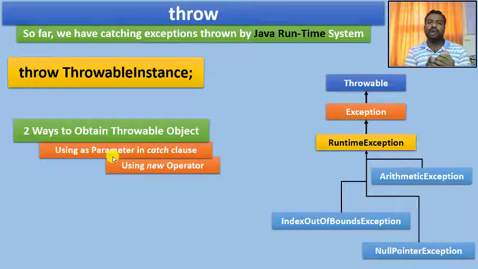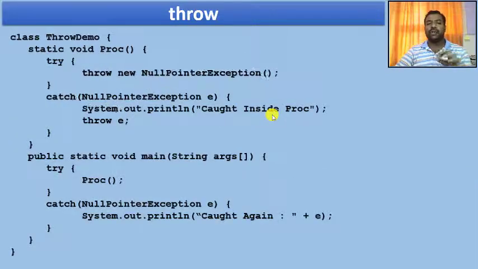If you are using a throw keyword, you make sure you use a second way of doing this. That is, we are going to make use of the new operator to create a new object of any of this class. Is it clear? And now this is how we are going to get. Now just look at the example of how we exactly do this.